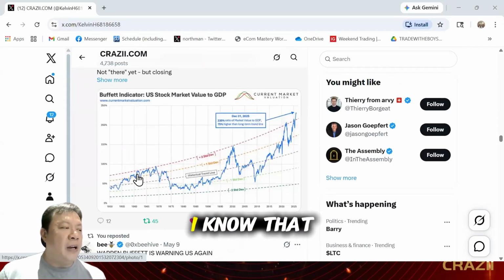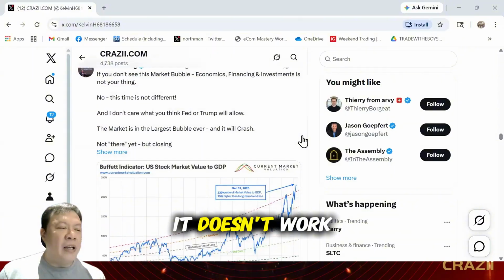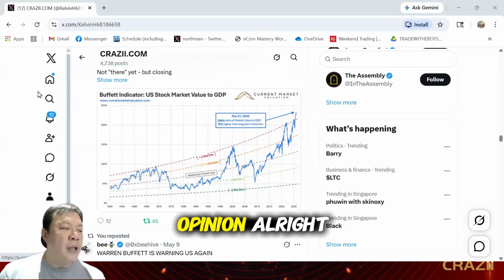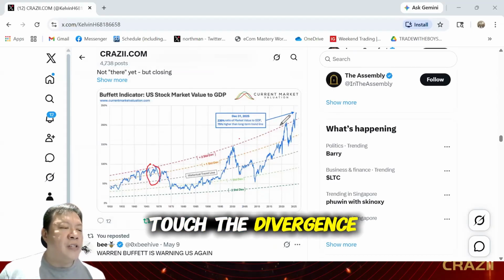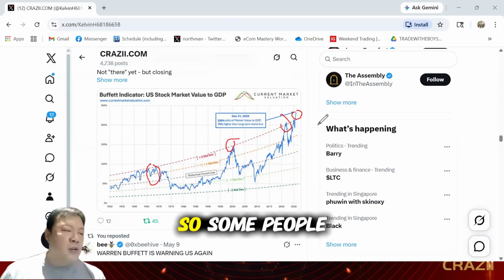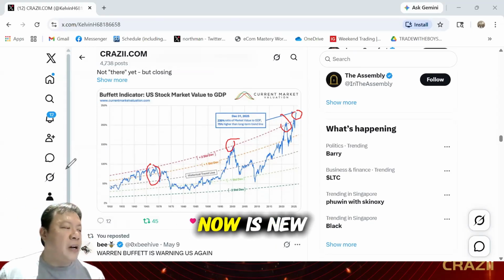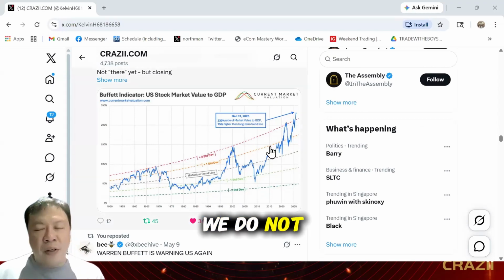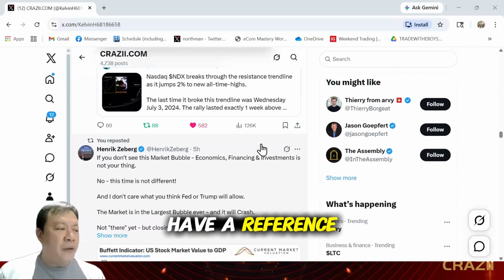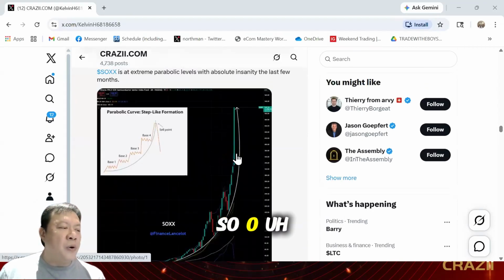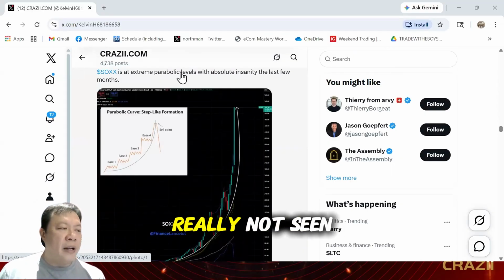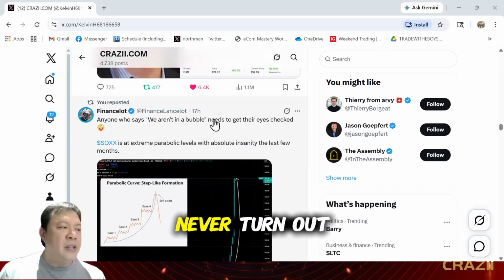Now the Buffett indicator, I know that many people say this is useless right now. It doesn't work, blah, blah, blah. But if you look carefully, the divergence really works, in my opinion. All right, when you touch the divergence, we do have a pullback. So of course, the market now has gone past the divergence. So some people say, "Come on, man, Cal, this is nothing. Now it's new technology, new AI. We do not need this." Blah blah blah. Well, it's true, but if you have a reference, why not? So you can see now the SOXX is really at a parabolic level, really not seen before, and we all know that this never turned out well.